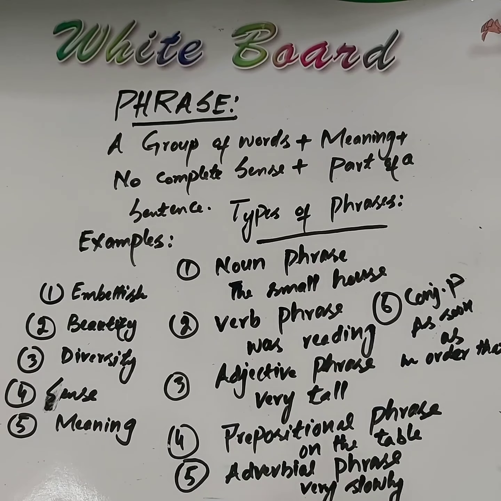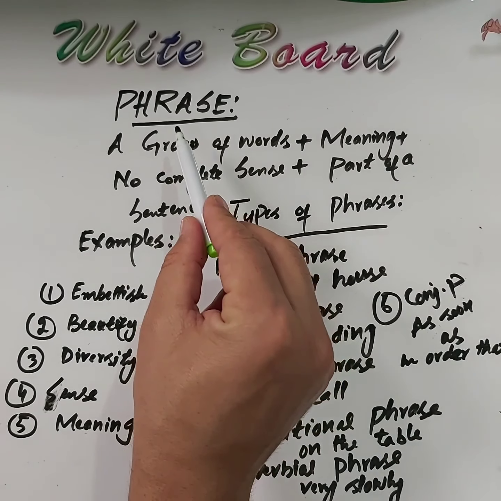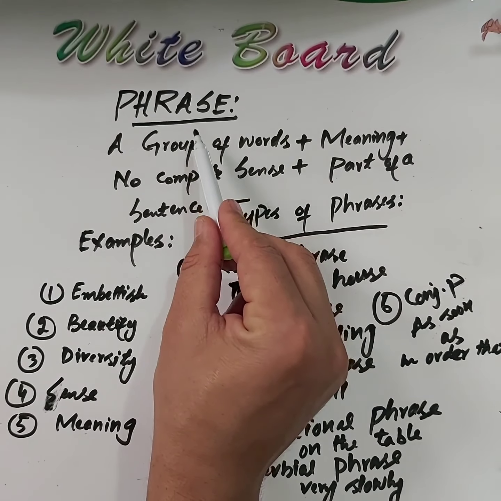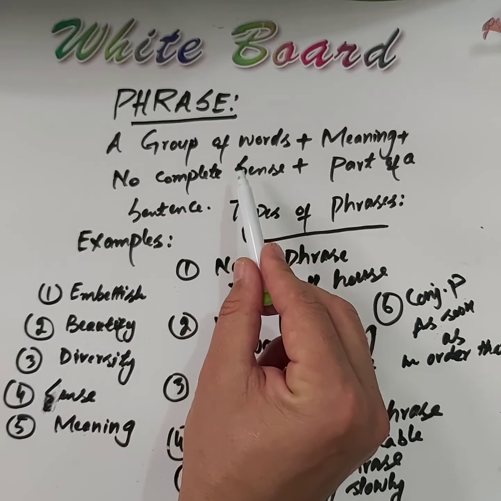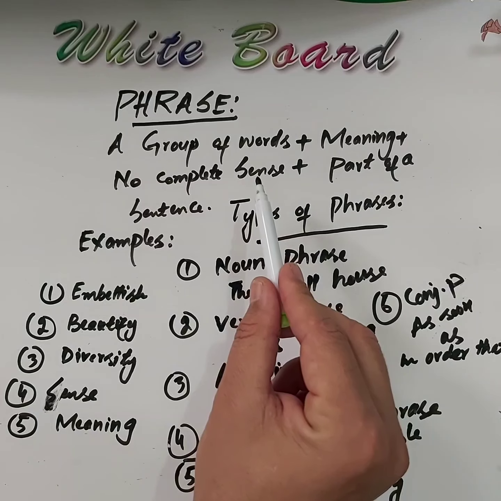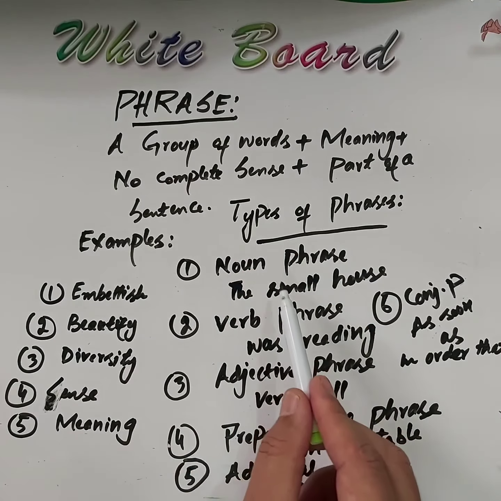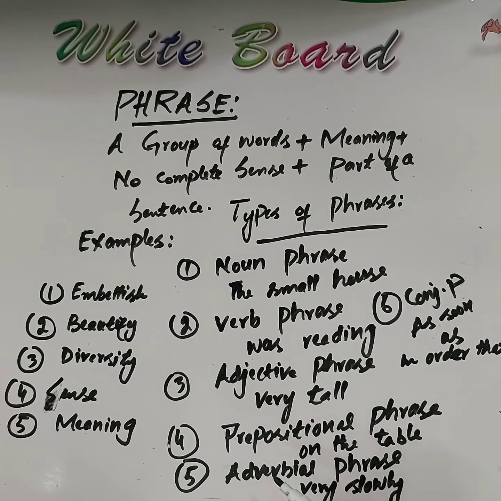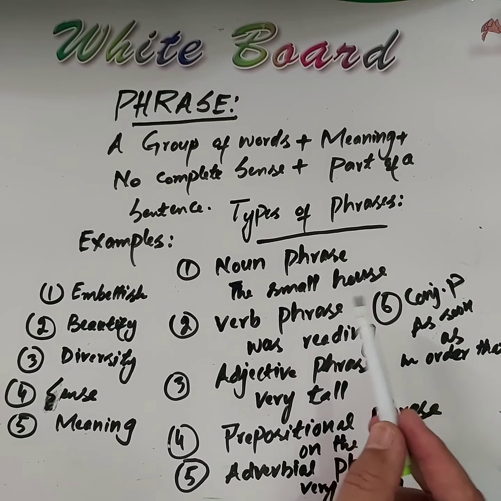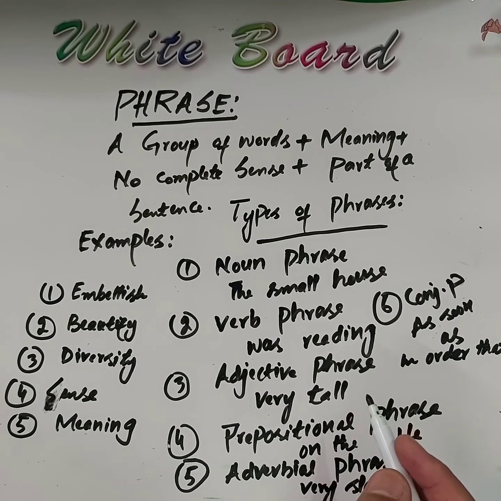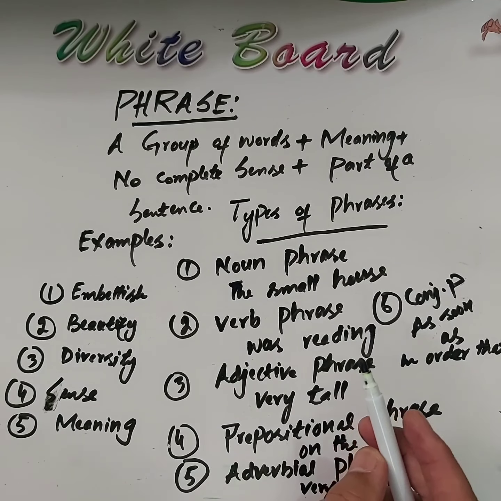Students, again, work on phrases from journalistic writing, from newspapers, magazines, research papers, articles, opinions. When you read your textbooks, you have to underline the important idiomatic phrases related to nouns, verbs, adjectives, prepositions, adverbs, conjunctions, etc. In the next lecture, students, I will come up with a very innovative lecture on sentence and clause.